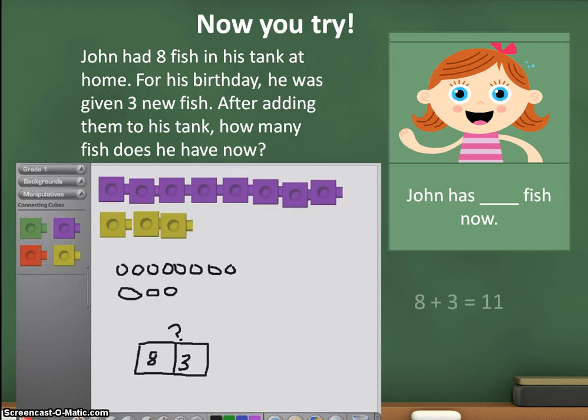I bet you wrote 8 plus 3 equals 11 because the 8 fish John had plus the 3 fish he got is equal to 11. Now we put that answer in the blank of the sentence. John has 11 fish now. And keep on moving.